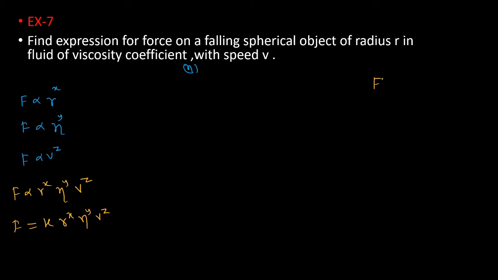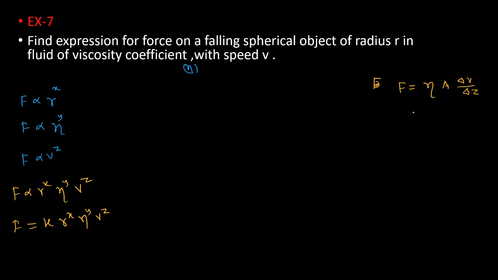Eta equals to, okay, the coefficient of viscosity. And what is the formula? Formula is viscosity formula, force equals eta into A into delta V by delta Z. Clear? That is the formula. Delta V is the change of velocity and delta Z equals the change of height along Z axis.